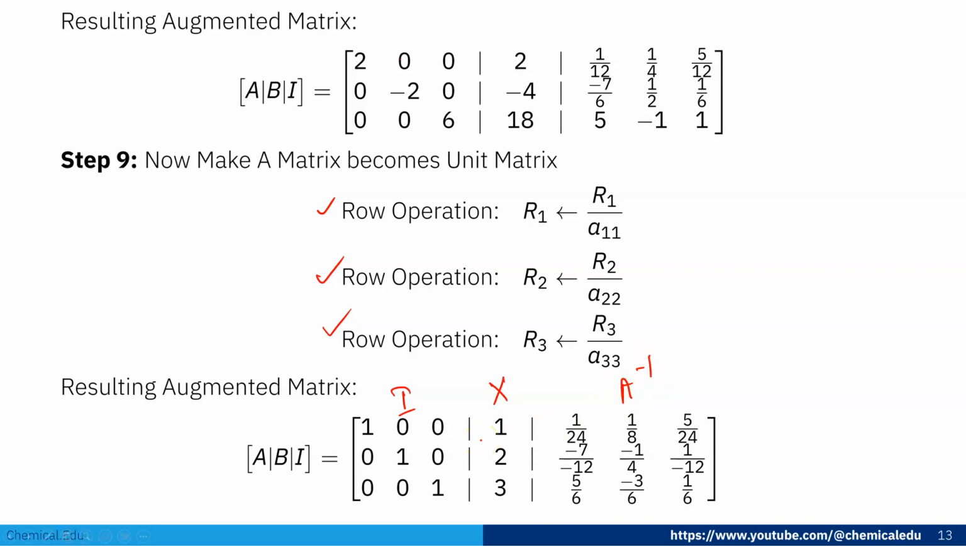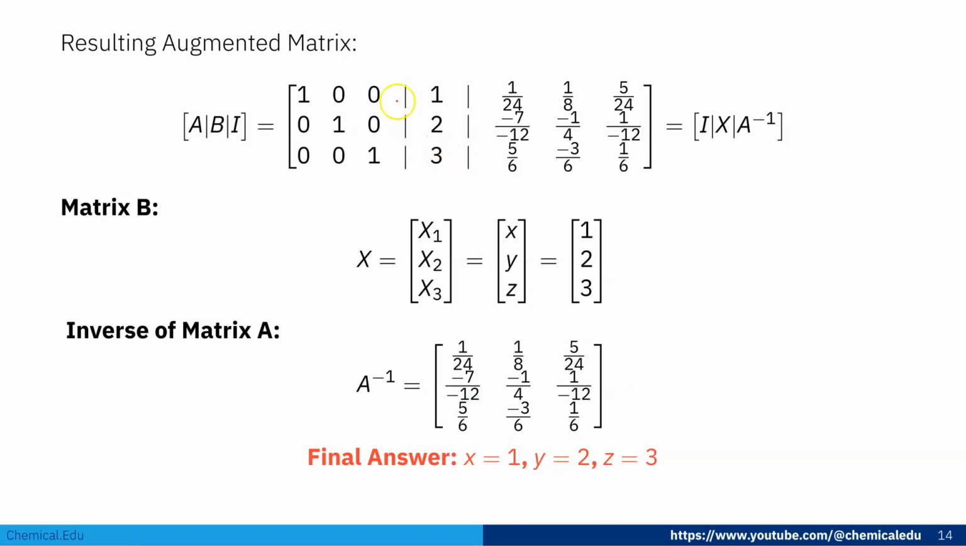So now this is the identity matrix, this is X, and this is A inverse. From that, this is X, so this is the solution. X is nothing but x1, x2, x3, or x, y, z, and that will be 1, 2, 3. That is the final answer, and you will also get the inverse of the matrix.